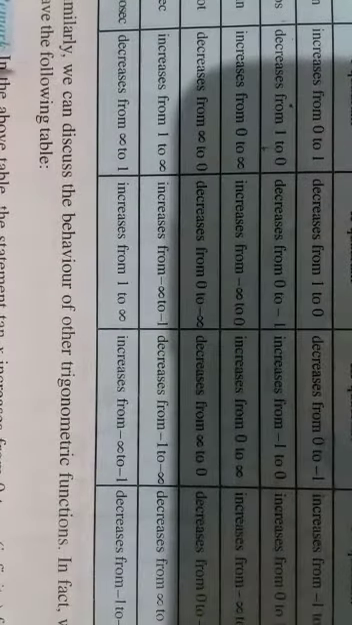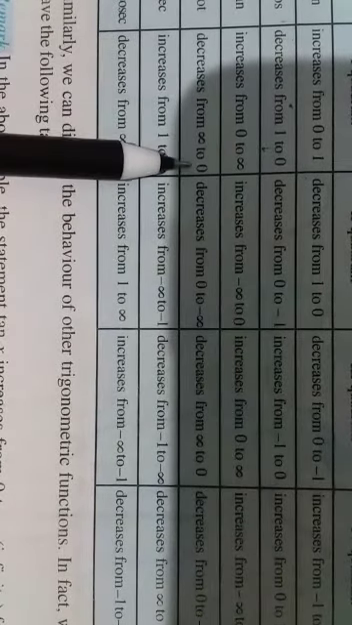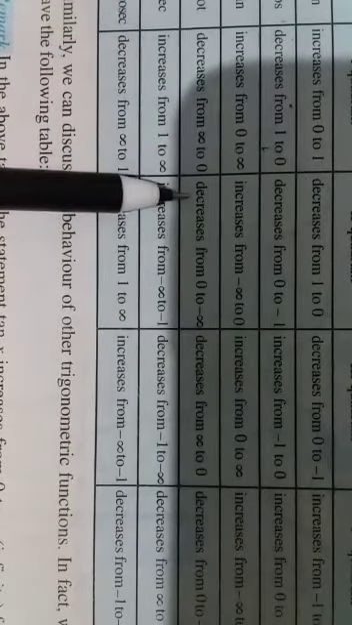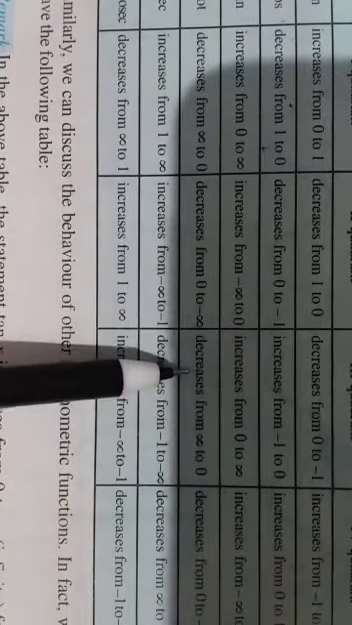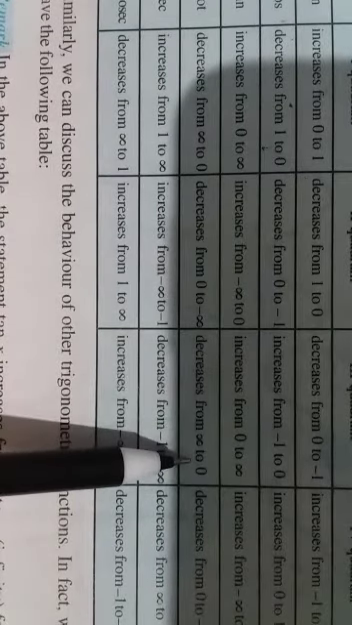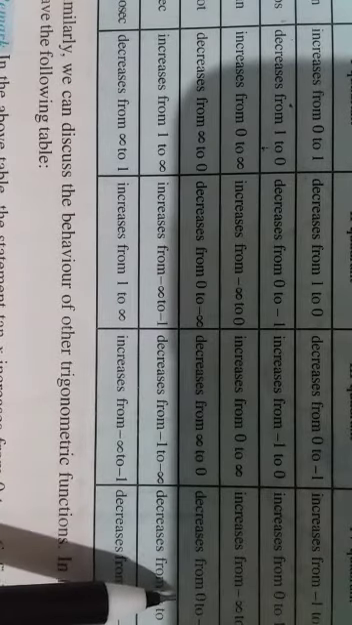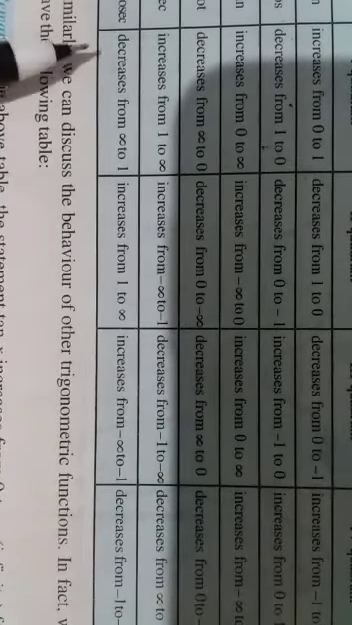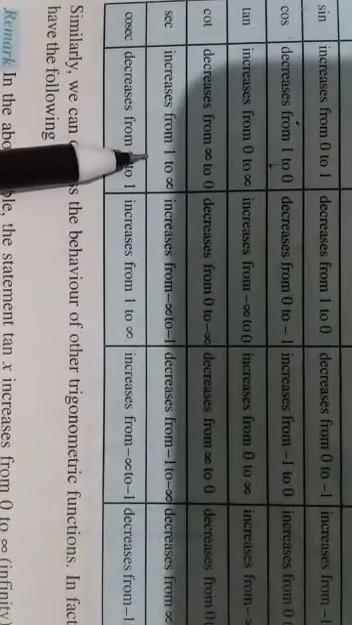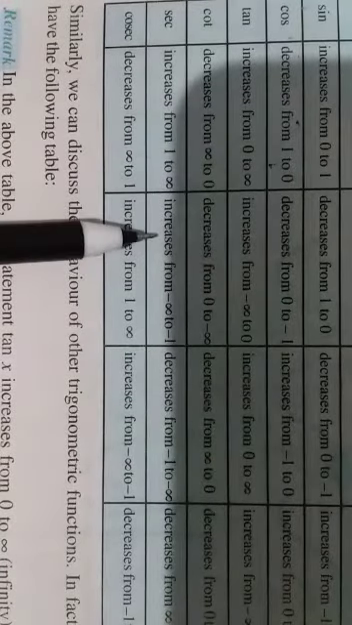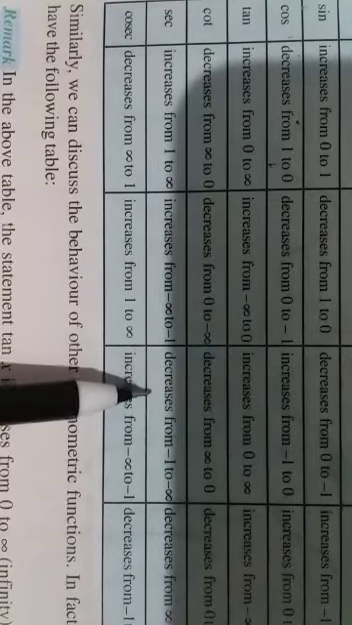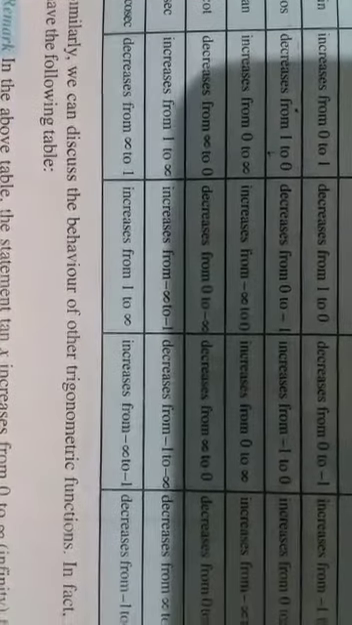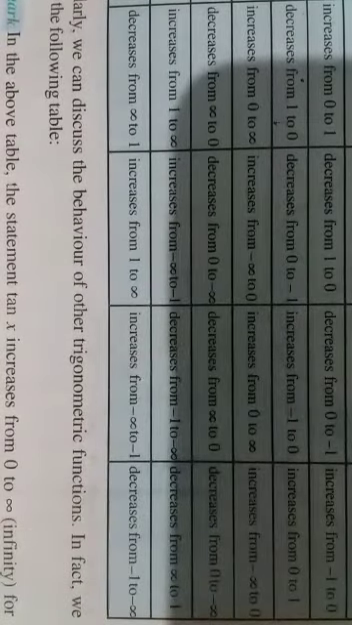Another one is cot. It decreases from infinity to 0 in the first quadrant, again decreases from 0 to minus infinity in the second quadrant, then decreases from infinity to 0 in the third quadrant and decreases from 0 to minus infinity in the fourth quadrant. Now sec increases from 1 to infinity in the first quadrant, then increases from minus infinity to minus 1 in the second quadrant, and in the third quadrant it decreases from minus 1 to minus infinity, and in the fourth quadrant it decreases from infinity to 1.